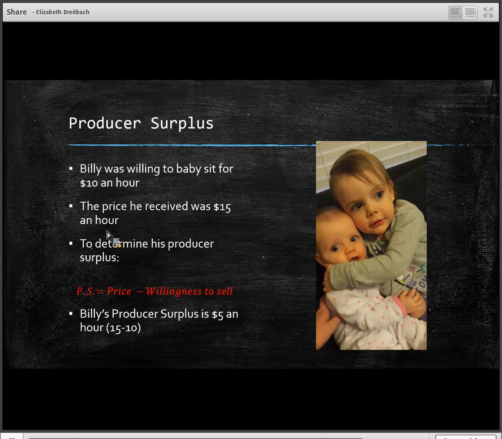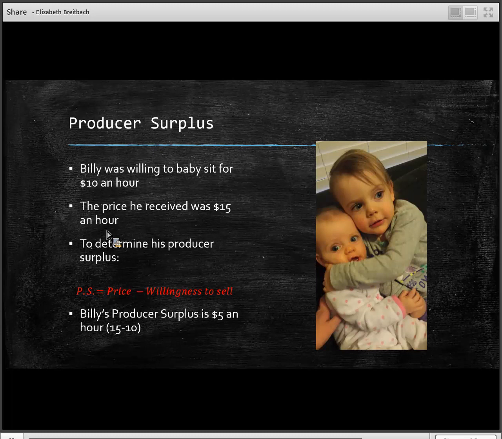So make sure you write down those equations in red. Consumer surplus is slightly different because remember, it's willingness to buy minus price, whereas producer surplus, since they like high prices, it's price minus willingness to sell.